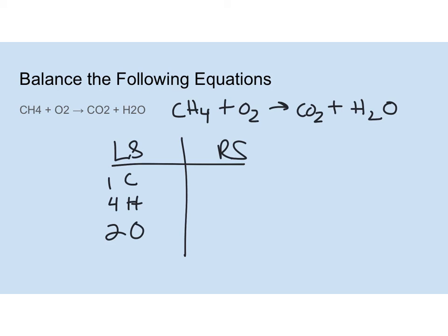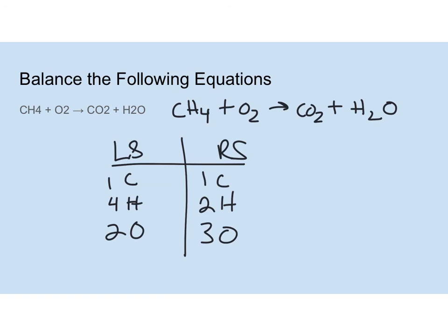Then on the right side, I've got 1 carbon, so that's nice. I've got 3 oxygens total, and I'm going to draw these just so they match up, and then I've got 2 hydrogens. So the only thing that's really lining up right now is the carbons. Everything else is out of whack. So again, this is going to be trial and error.